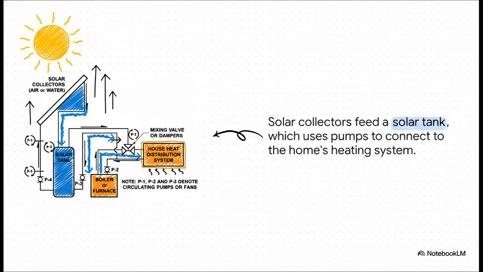Take a look at this diagram. This is your typical setup. You've got collectors on the roof, grabbing the sun's energy. You have pumps that are moving a fluid, like water or glycol, to a big storage tank. And then all that stored heat is used by your regular furnace or radiant floor system.